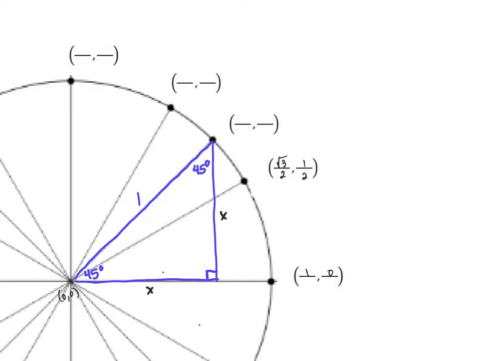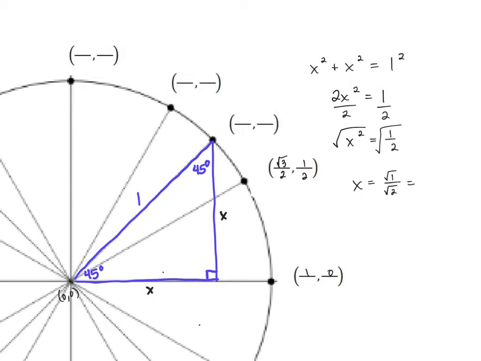So I'm going to use the same tool, the Pythagorean Theorem, to solve that. I've got x squared plus x squared equals 1 squared. X squared plus x squared, so that's 1x squared plus 1x squared is 2x squared. And 1 squared is just 1. To get x squared alone, I need to divide by 2. So I have x squared equals 1/2. Then I'm going to square root both sides. So I have x equals the square root of 1 over the square root of 2. And that square root of 1 is just 1 over the square root of 2.